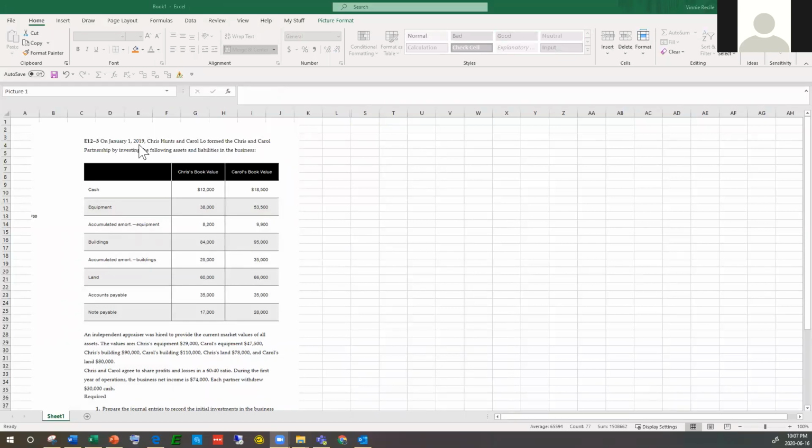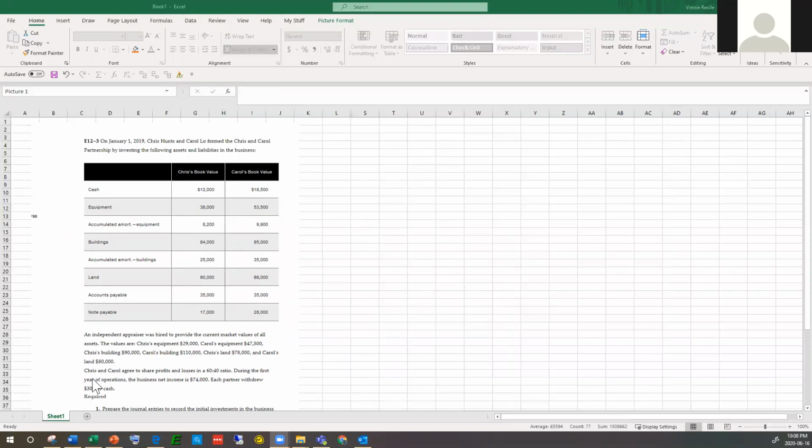On January 1st, 2019, Chris Hunt and Carol Lowe form the Chris and Carol partnership by investing the following assets and liabilities in this business. They provide you a list at book value of each person's assets and liabilities, consisting of cash, equipment, accumulated amortization, etc. Then they have a series of facts. An independent appraiser was hired to provide current market values of all of the assets. They are valued at these series of numbers for Chris and Carol both.